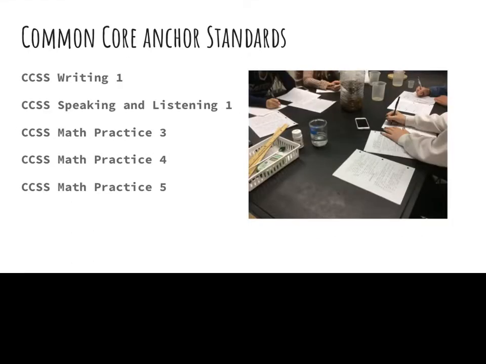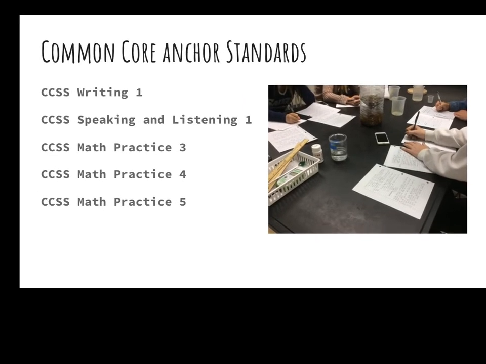So with our Common Core anchor standards, anchor standards for my particular district are the standards they felt that all subject areas could work on, and so these are the particular anchor standards that EcoColumns fits nicely with. You can just Google Common Core State Standard Writing 1 and read what it actually is, or Math Practice 4. But these are the ones.